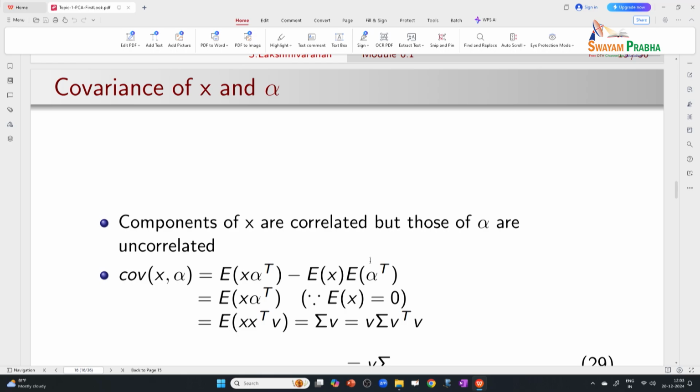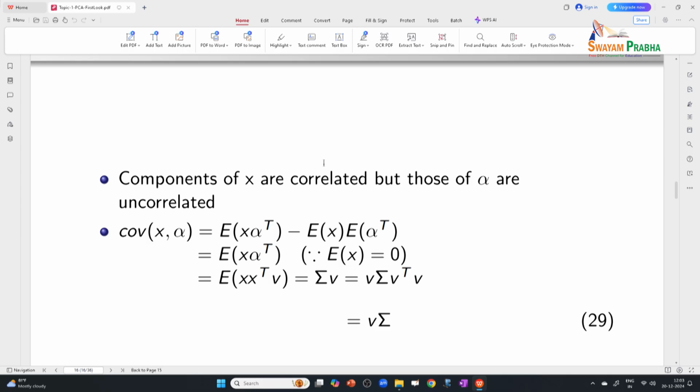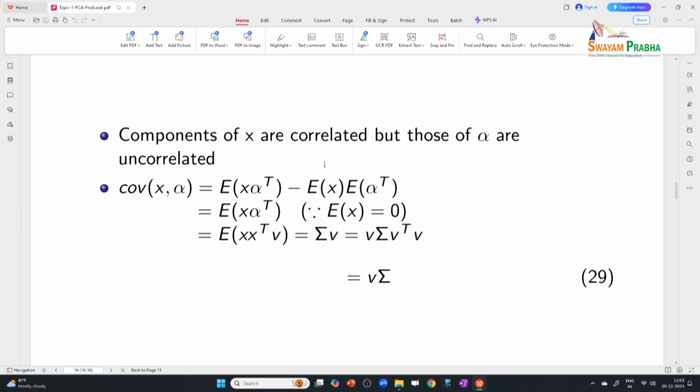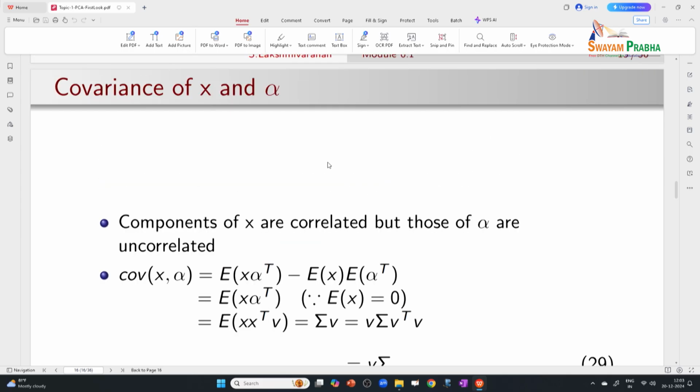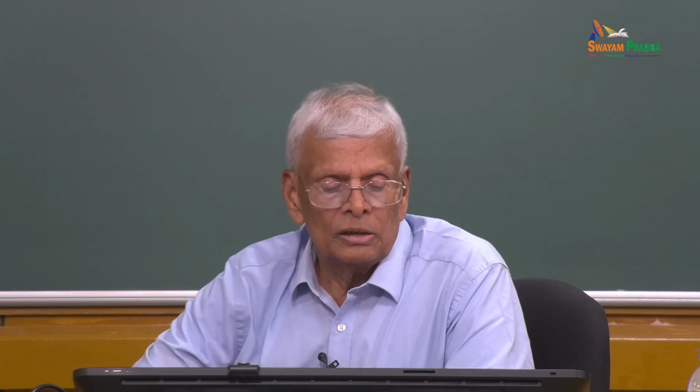So, X is random, alpha is random, there are two random vectors. I would like to be able to compute the covariance between the two. So, what is the topic now? Covariance of X and alpha.